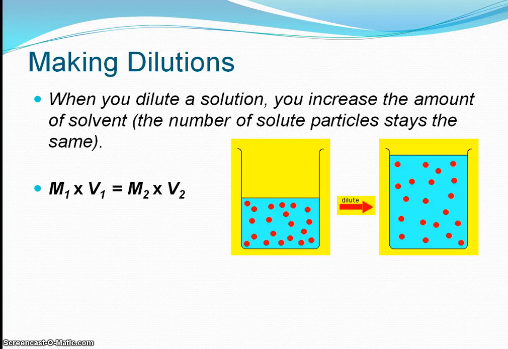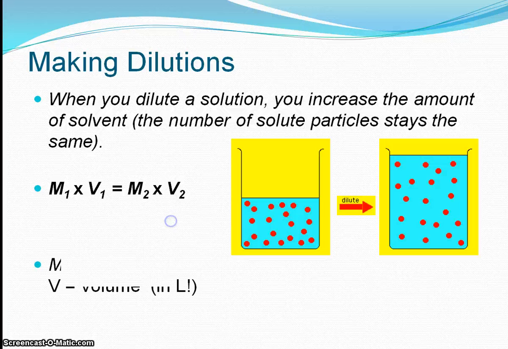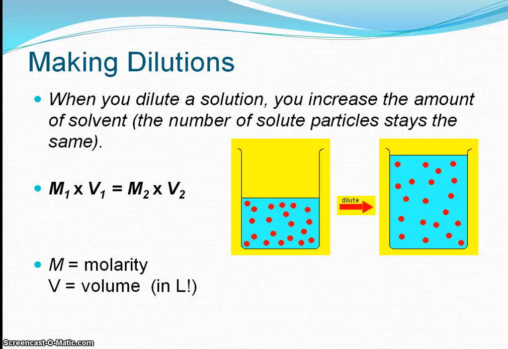And when you're doing a dilution, this is the equation that you're going to use. M1V1 equals M2V2. And this equation is also in your reference packet. Capital M stands for the molarity, and V stands for the volume. And the volume does have to be in liters since your molarity is also in liters.